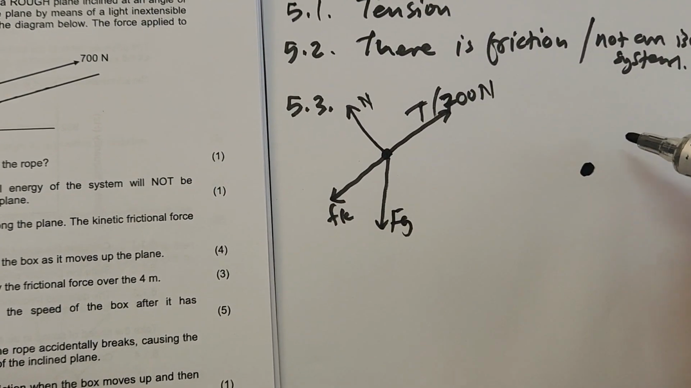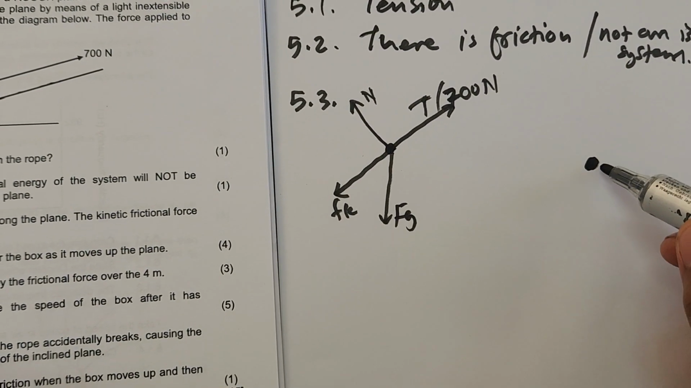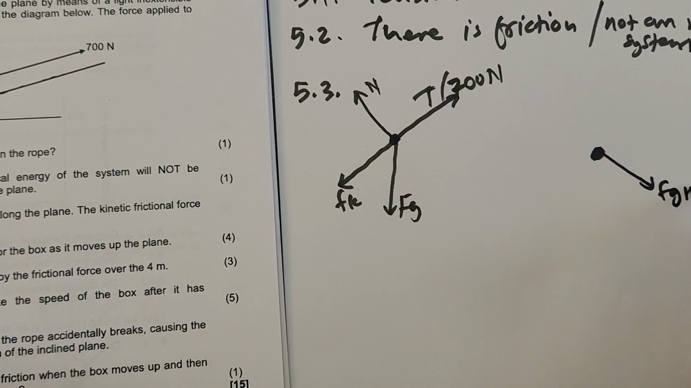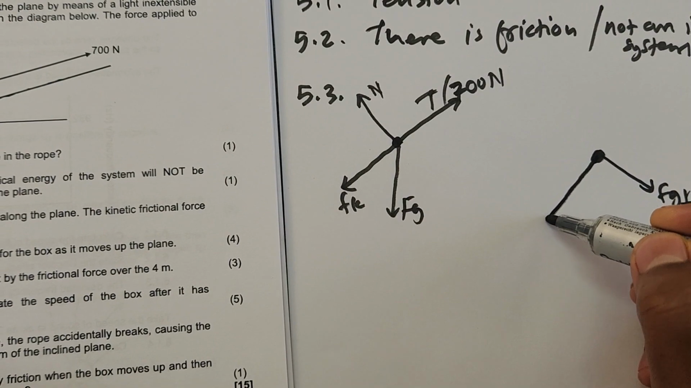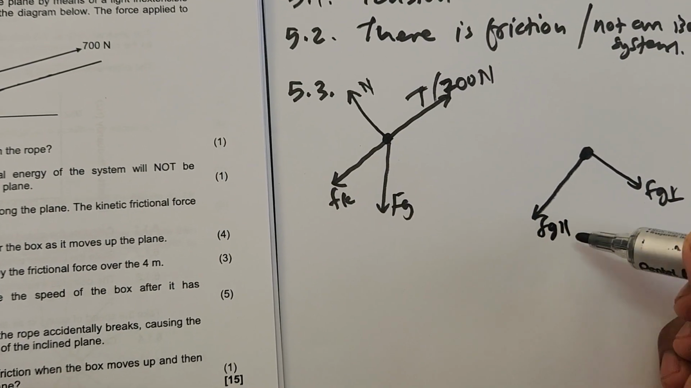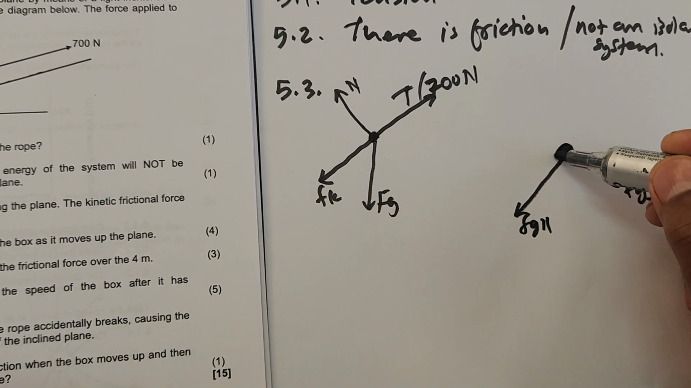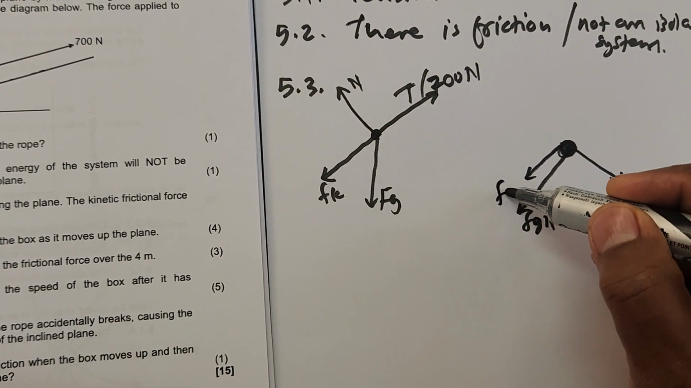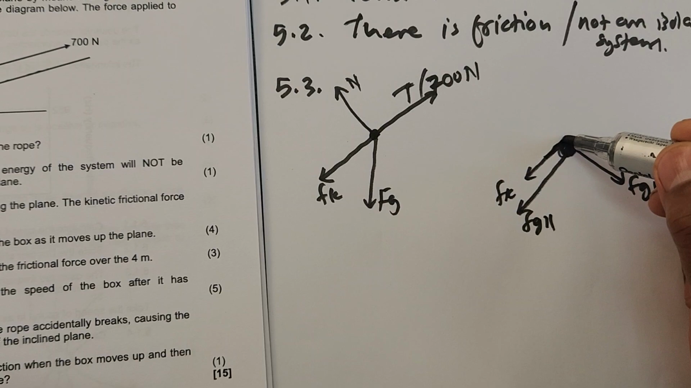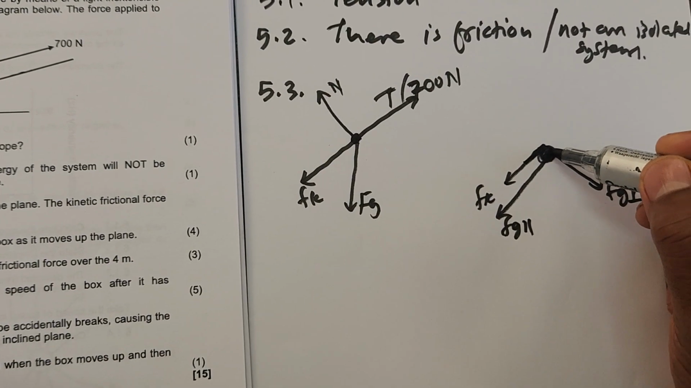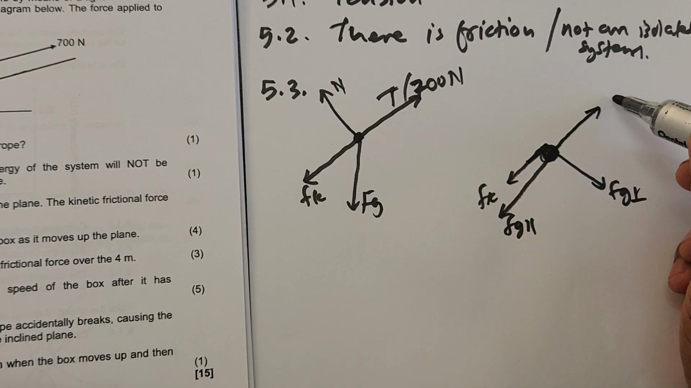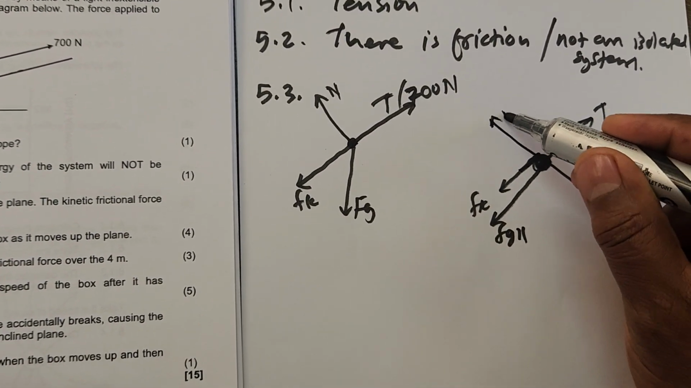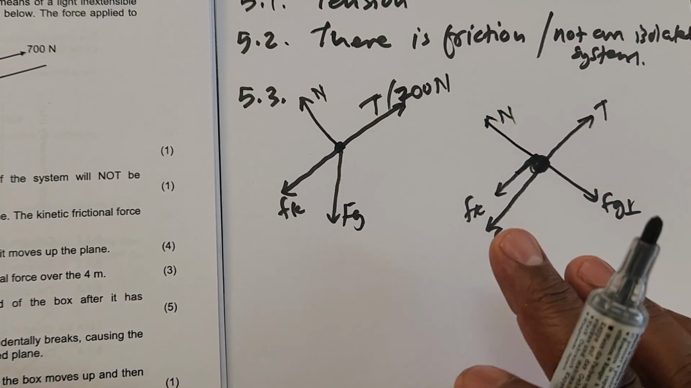Alternatively, the learner can write, instead of the weight, the components of the weight, Fg perpendicular and Fg parallel. And then because there's another force here which is friction, and we want them to be parallel, this would be friction. And then up the incline is still the tension, and in line with Fg perpendicular is the normal. So it's either this way or this way.